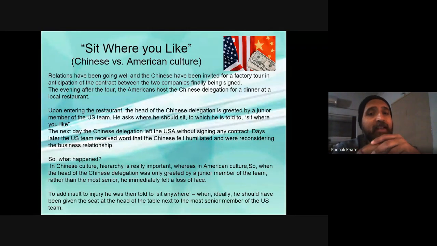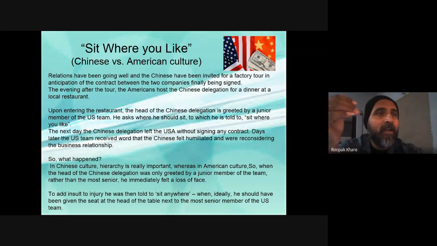Upon entering the restaurant, the head of the Chinese delegation is greeted by a junior member of the team. So when the main official of the Chinese team enters the restaurant, he is welcomed by a junior member of the American team. The head of the team was not standing there at the entrance. In fact, a junior member was standing there. So the Chinese team marked this. He asked where he should sit, to which he is told, sit where you like. The Chinese official asked the junior person, where should I sit? He was told, wherever you like, you can sit, sir.